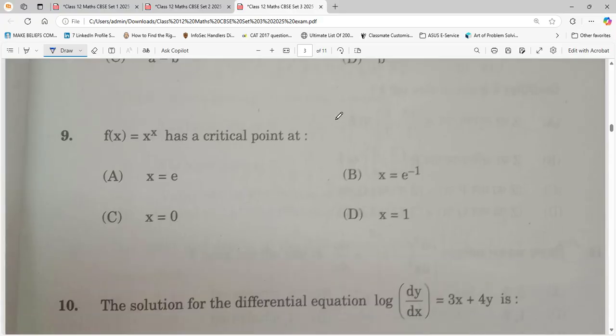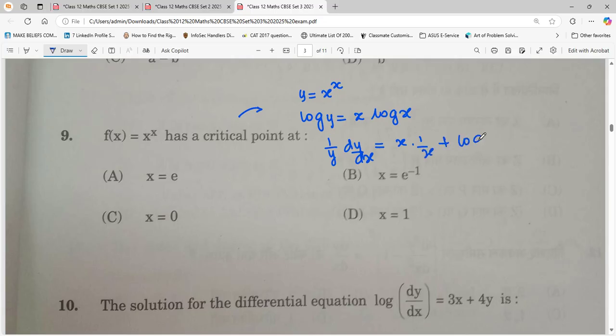Question 9, it has a critical point at. So what you can do is y is equal to x power x, take log on both sides and bring the x from the power down. So it becomes x log x. If you differentiate on both sides, it becomes 1 by y dy by dx is equal to uv dash plus vu dash, and dy by dx is equal to y times of (1 plus log x), that is equal to 0.